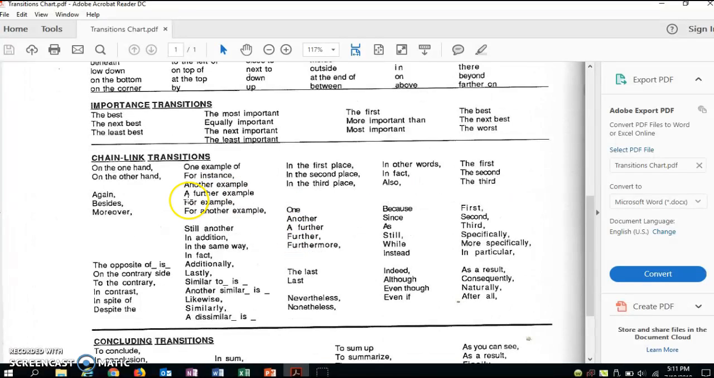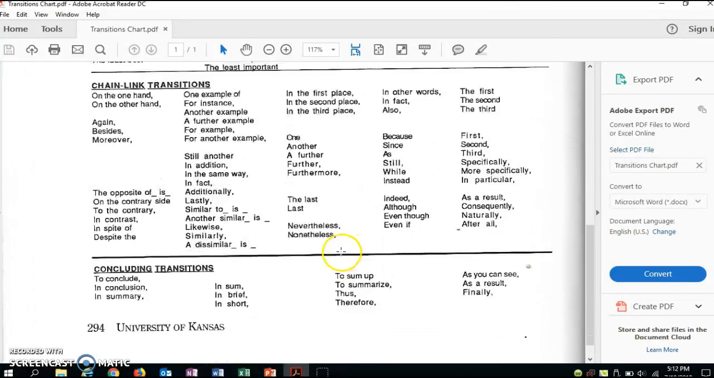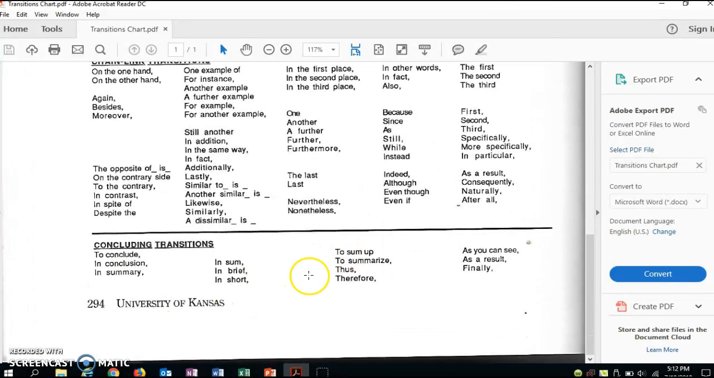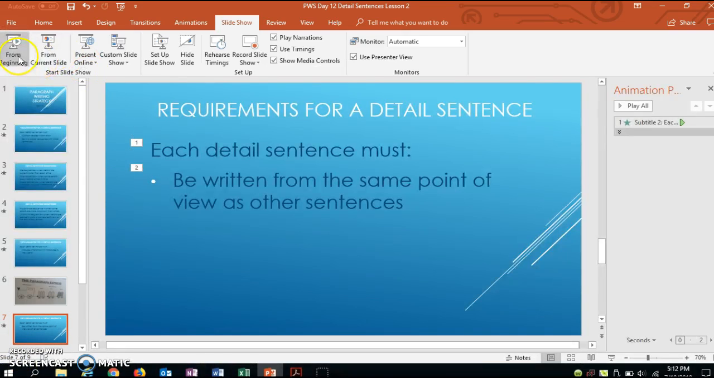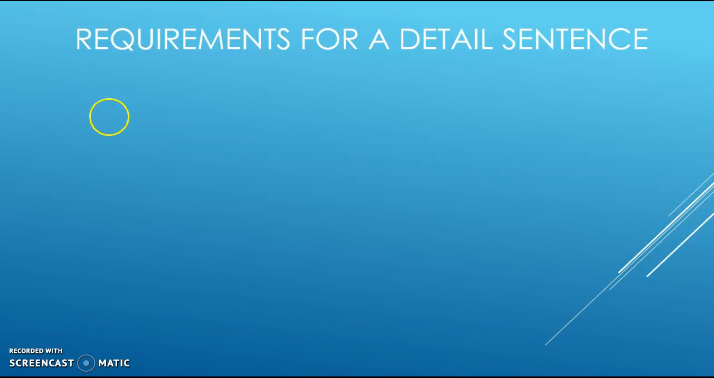And then chain link transitions are all kinds of transitions here. So if you look here, you got lots of options. Some of them that we probably use the most are for example, another example, one, further, the last, in the first place. So there's lots of options there. And when we get to that concluding part, there's going to be transitions that we like to use for conclusions too. So to conclude, in conclusion. So you'll have those that you can use too. So I'm going to stop our video here again. Okay, and we should be back at our next detail.